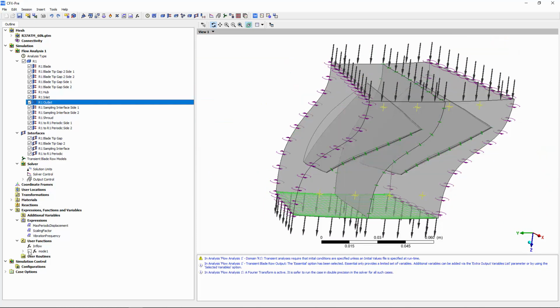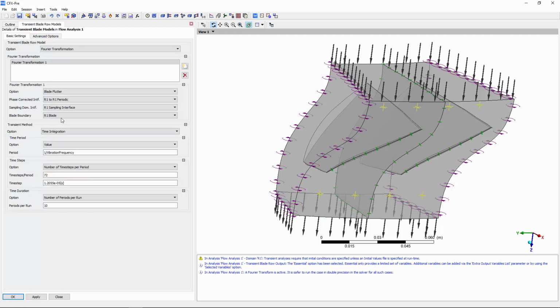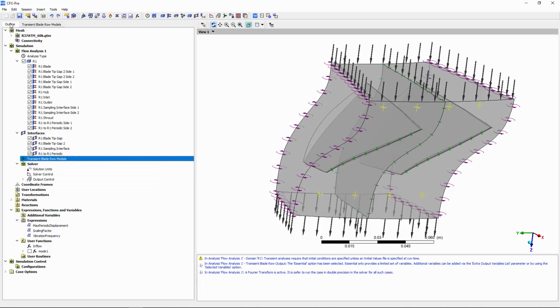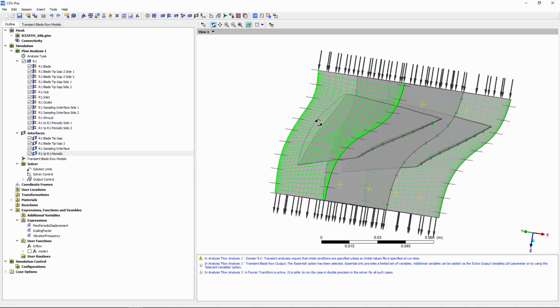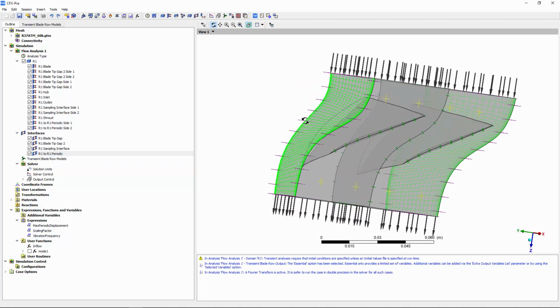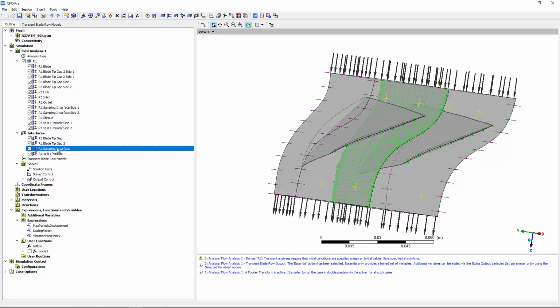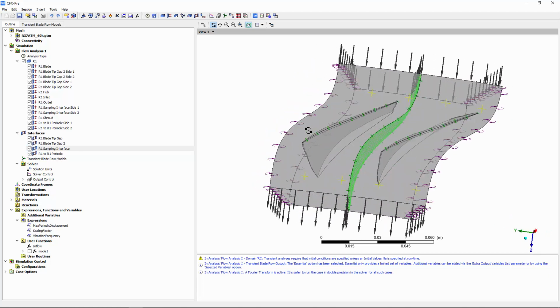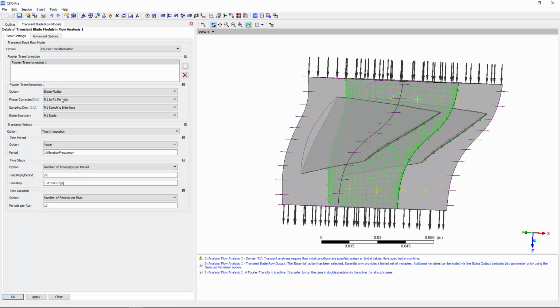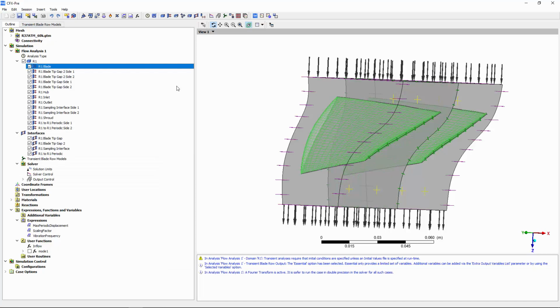At this point, I have collected the steady-state results and prepared the case for a blade flutter simulation that uses the Fourier transformation pitch change method. The Fourier transformation method requires that I model two blade passages with certain interfaces set up. The phase-corrected interface uses the R1 to R1 periodic. The sampling interface is the interface between the two passages. The blade boundary is described by the blade wall boundary.